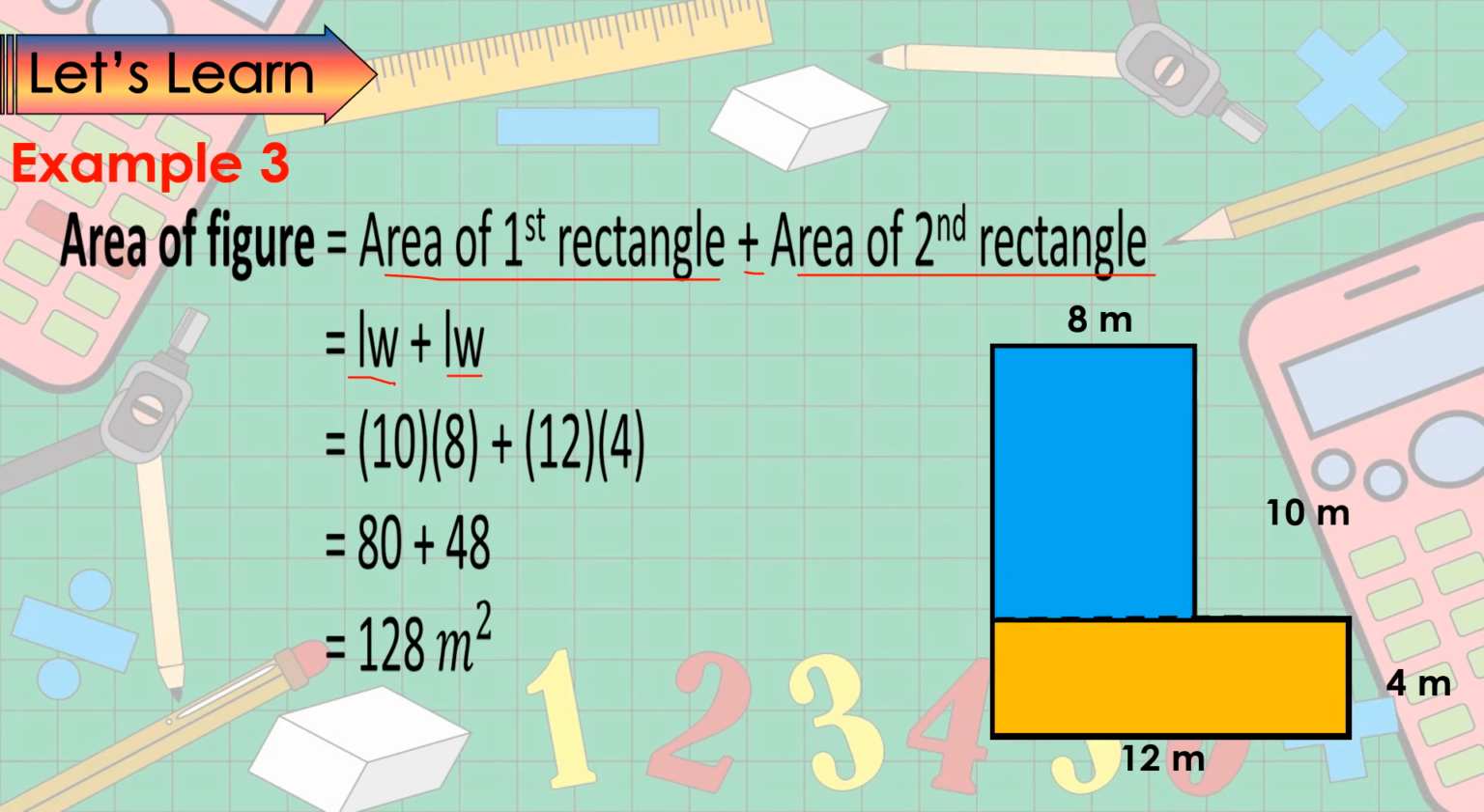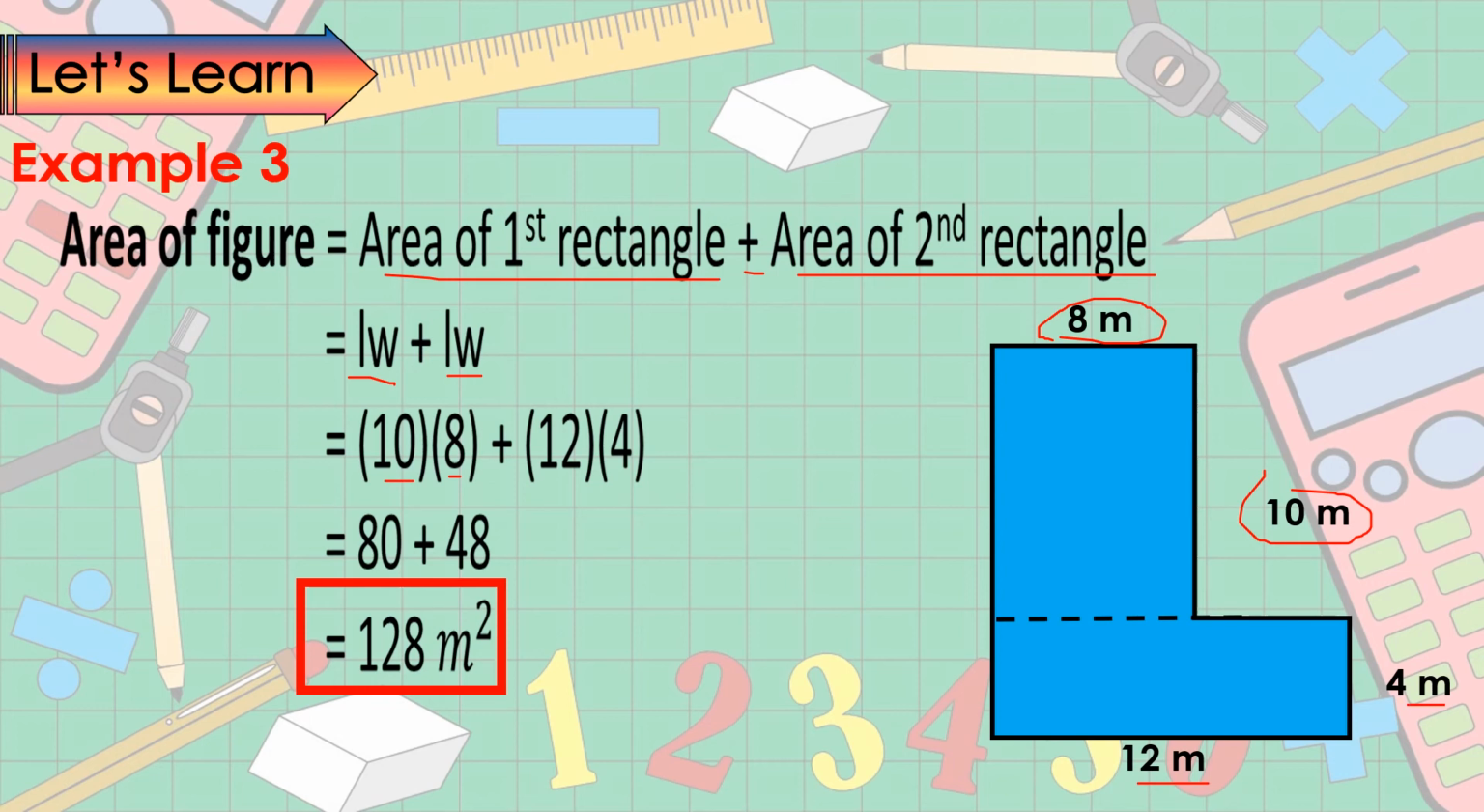So given the values, for the first rectangle, we have the length as 10 meters, and for the width, we have 8 meters. So we have 10 times 8 here. And then for the second rectangle, we have the length as 12 meters here, and then the width is 4 meters here. So we have 12 times 4 is 48, and 10 times 8 is 80. And if we're going to get the sum of 80 plus 48, we will get 128 square meters.